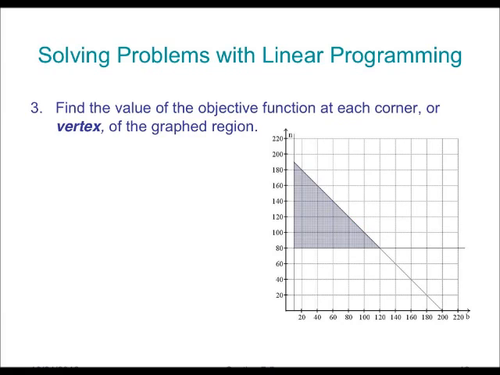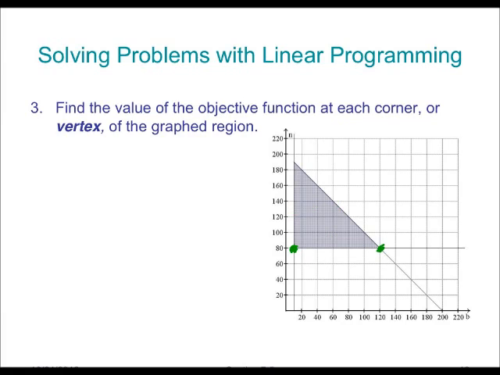So if I had some weird, crazy shaded region like this, 1, 2, 3, 4, 5 sides, I would need 1, 2, 3, 4, 5 points. So the number of sides gives you the number of vertices that you're looking for. So 3 sides, I need 3 points. So you actually have to figure out what those points are.